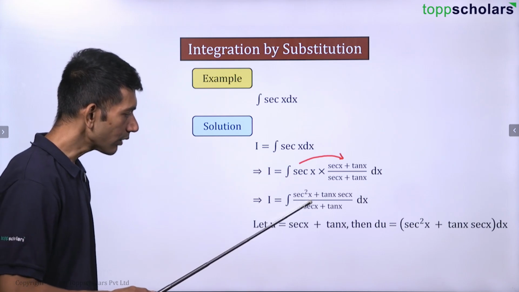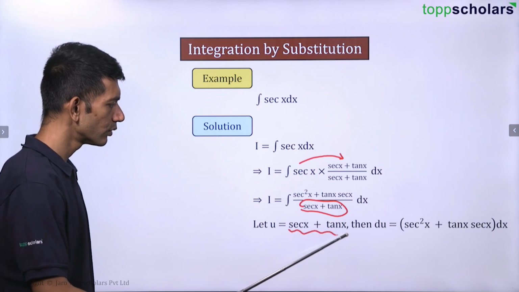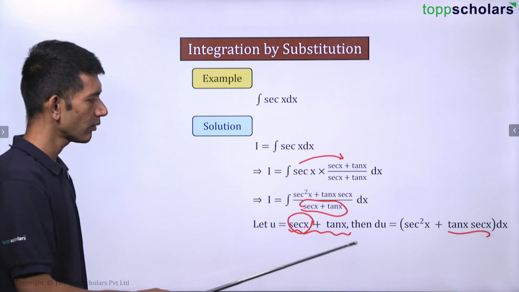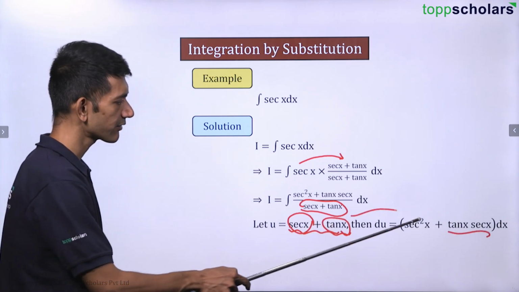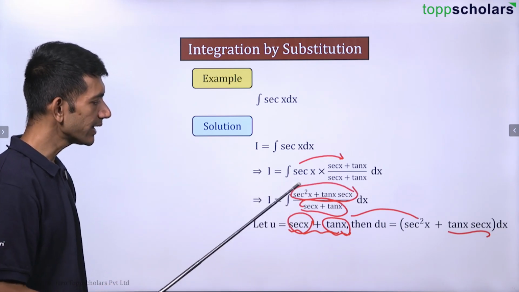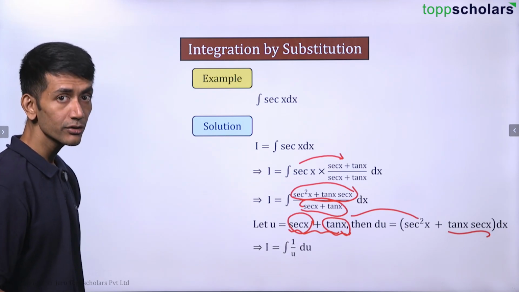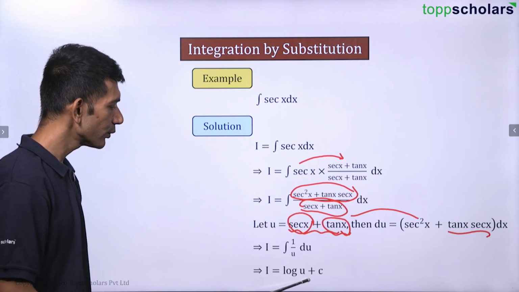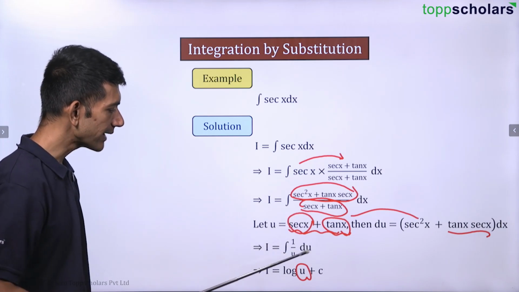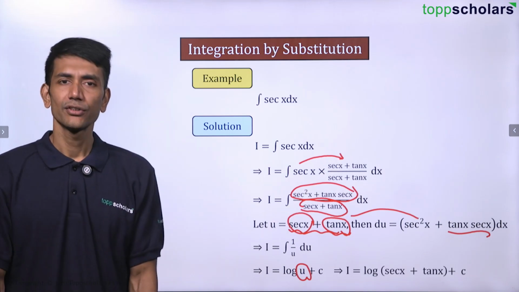Now, what we can do is consider this denominator as u. If this is u, what is the derivative of sec x? It is sec x tan x. What is the derivative of tan x? It is sec square x. So the entire numerator becomes du. So we get du by u, right? Integration of 1 by u is log u. But what is u? U, as we know, is sec x plus tan x. So we get log of sec x plus tan x plus c. Simple. That's it. So this is how you solve.